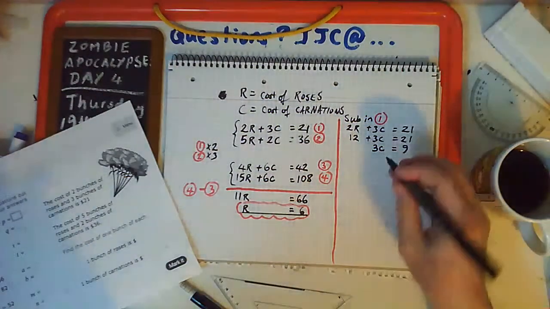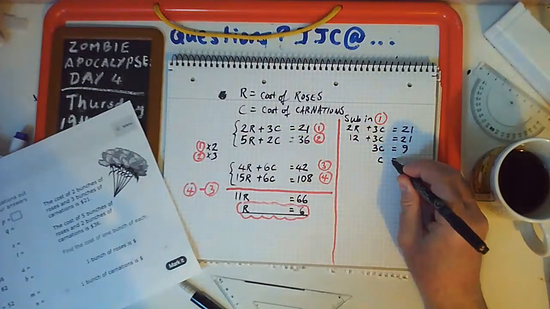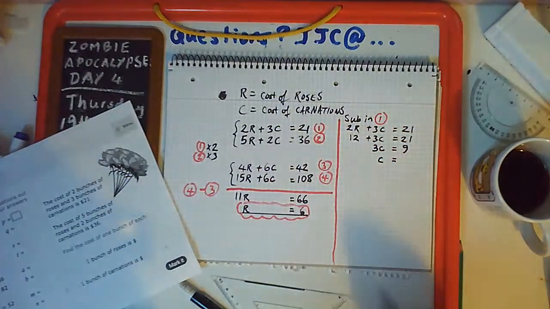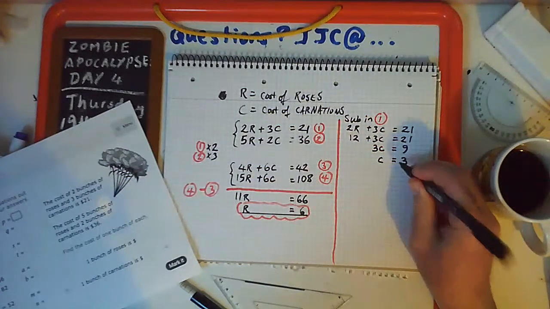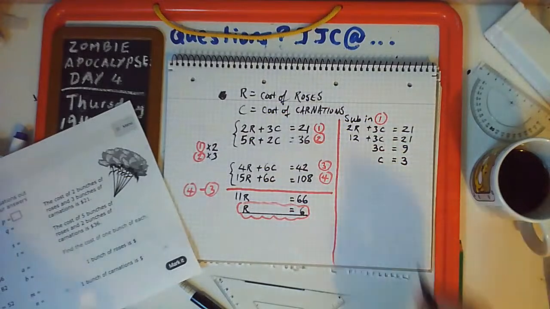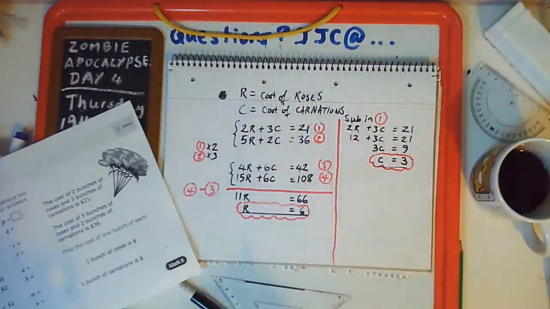3C equals 9. I don't want to know what 3C's are. I want to know what 1C is on its own. So I divide everything by 3. And because an equation is like a balance, I've got to do the same on the other side as well. So C equals 3 looks like our solution.